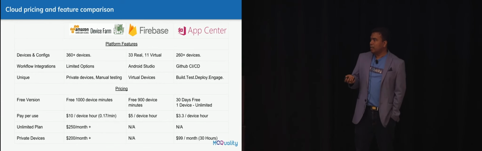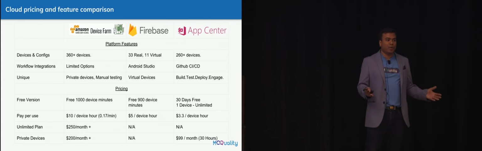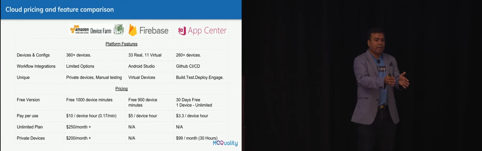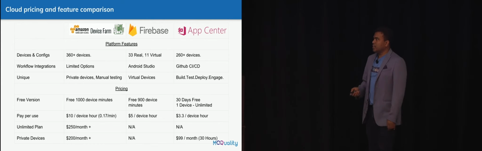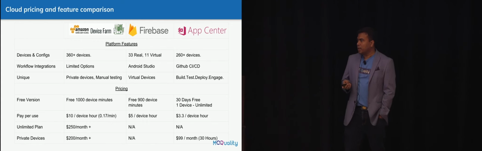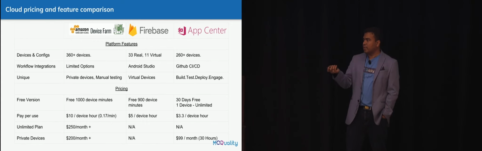Amazon Device Farm has an unlimited plan where you can get 1 device slot and use that. So it's a single access connection. You can use that device slot to connect to any device and run your test cases. Versus Firebase, they don't have any unlimited plan. And Amazon has a private device lab.